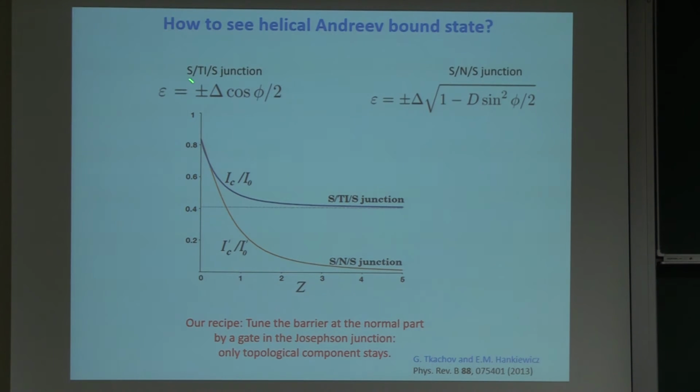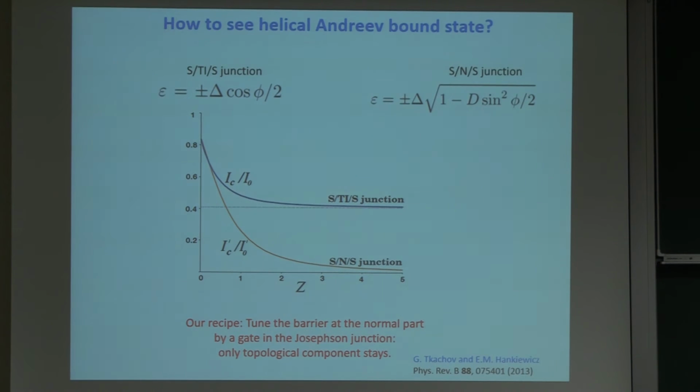What one can see is that the supercurrent for the superconductor-TI-superconductor junctions actually doesn't go to 0 because of the superconducting Klein tunneling. So there is always a mode which is going through for a large barrier. But for the usual ballistic junctions, all the signal goes to 0, because the Andreev bound state, instead of being in the middle of the gap, goes to the boundary of the gap, and we do not see it anymore in the transport.